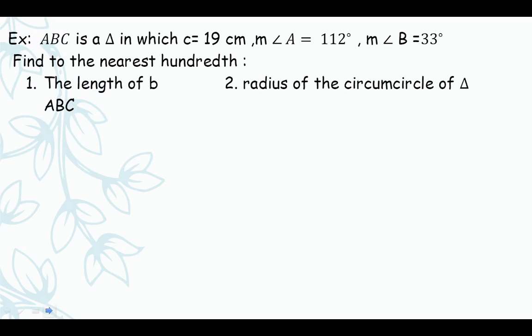Another example. A triangle ABC is a triangle in which c small equals 19, the measure of angle A equals 112, and the measure of angle B equals 33. Find, to the nearest hundredth, the length of b small and the radius of the circumcircle of triangle ABC.